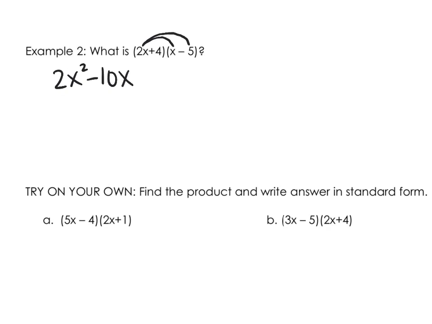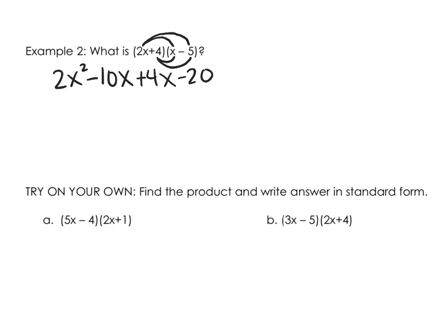And we cannot forget to multiply the 4 times both things in the other set of parentheses. So I'm going to multiply 4 times x, which is going to give me 4x. And 4 times -5 is going to give me -20. Now that I've multiplied everything times everything, I have to make sure that my answer is in standard form and it's as simple as possible.